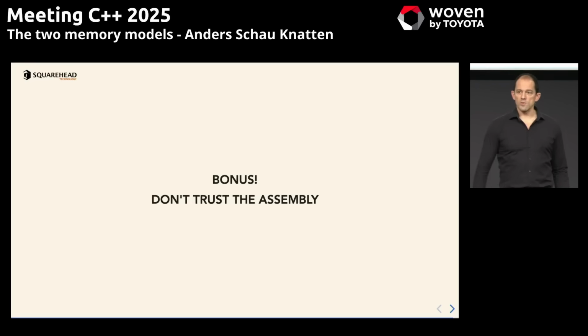And a bonus thing to remember: don't trust the assembly. We saw that we have the correct UB3 program. We changed from release and acquire to relaxed. The assembly is exactly the same, but now we have UB, and it's going to break on ARM.